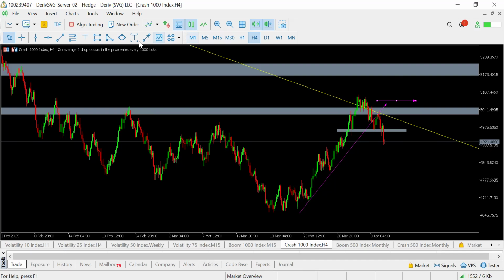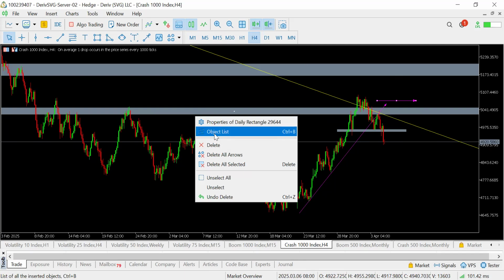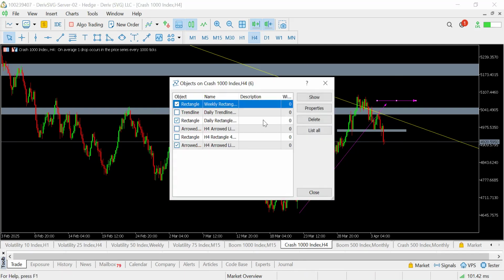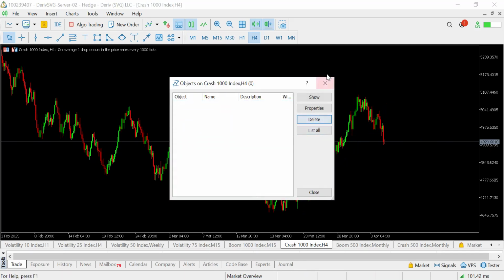But just like I did for the boom 1000, let's look at those that would want to take their trades from the lower time frame. That means you'll be taking your direction and structure from maybe the H4. Some people even do that with H1. So just like we did for the boom 1000, let's take all these out.